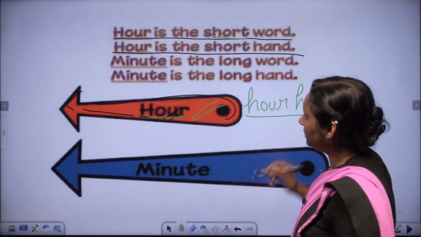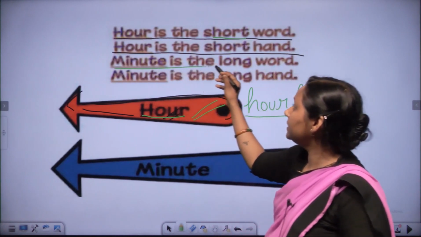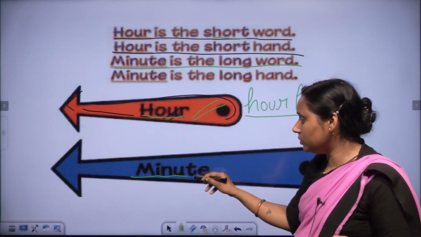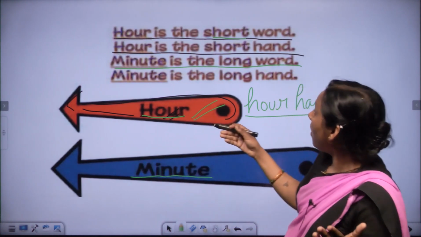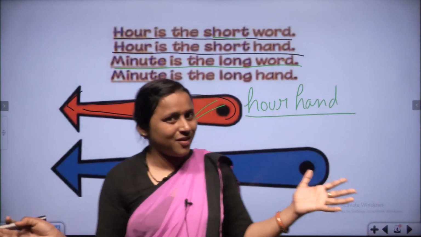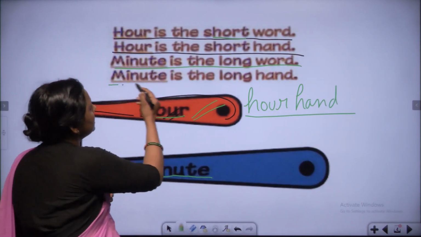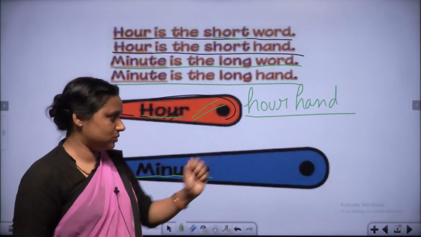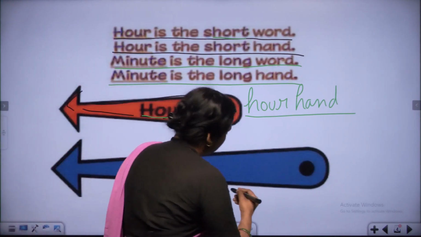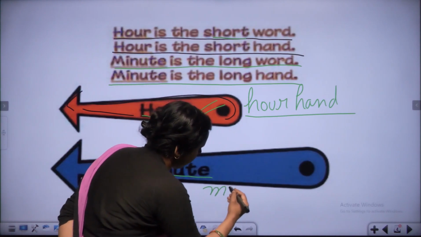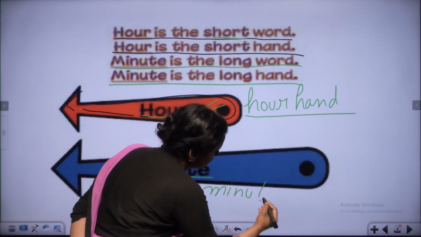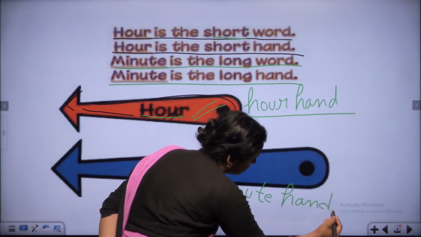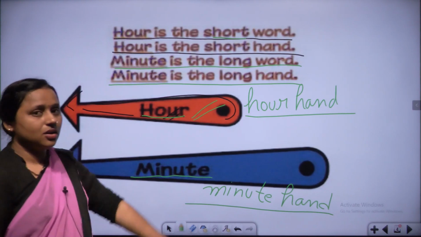Hour hand. And minute is the long word. Spelling of minute, MINUTE. Minute is the long word. Minute जो है वो लंबा word होता है. Okay, minute is the long hand. So minute hand is longer. So minute hand is what? Longer hand. Okay, MINUTE. Minute hand, HAND, hand. Minute hand is the longer hand.